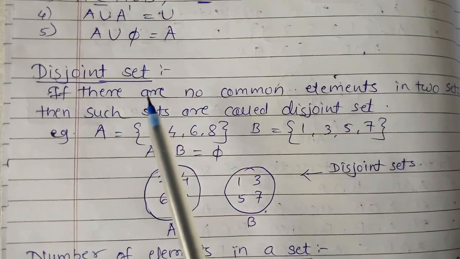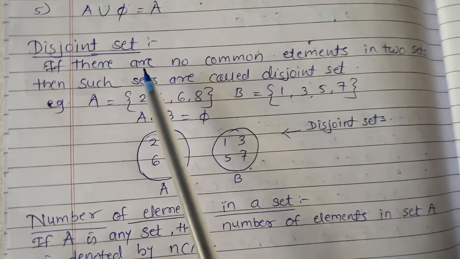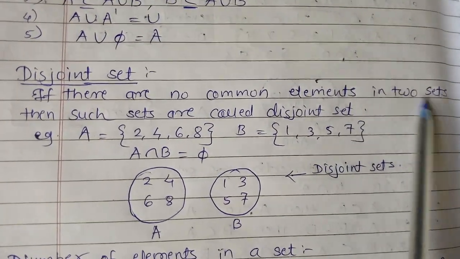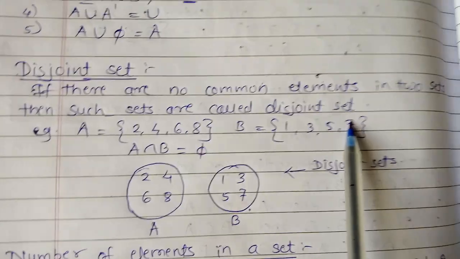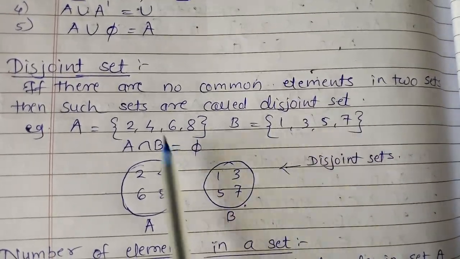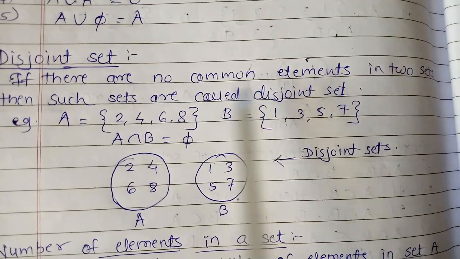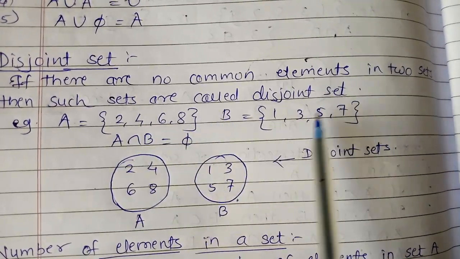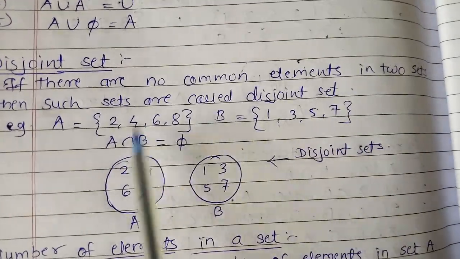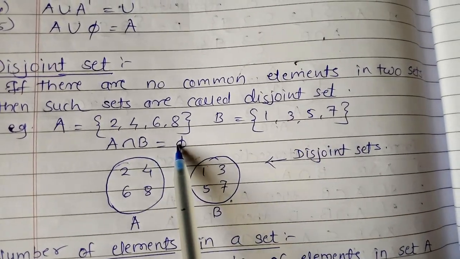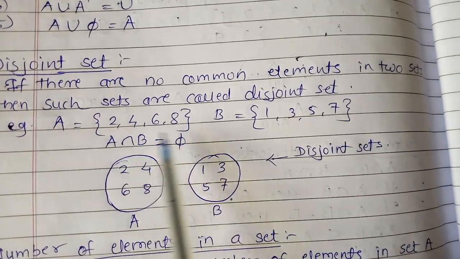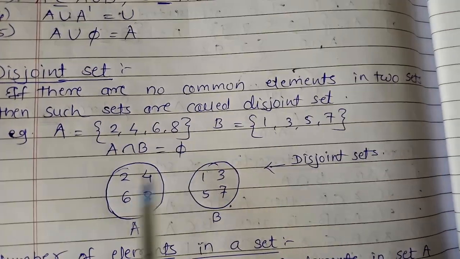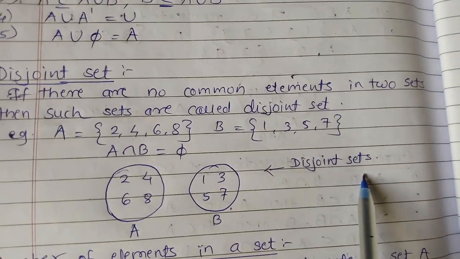Now the next one, that is disjoint sets. So if there are no common elements in two sets, then such sets are called disjoint sets. अगर दो सेट दिए हैं उसमें कोई भी कॉमन एलिमेंट्स नहीं है, then it is called a disjoint set. So see here 2 4 6 8 and 1 3 5 7. So दोनों का इंटरसेक्शन मीन्स कॉमन कोई भी नहीं, so we write here the intersection is empty. Then both the sets are called disjoint sets.